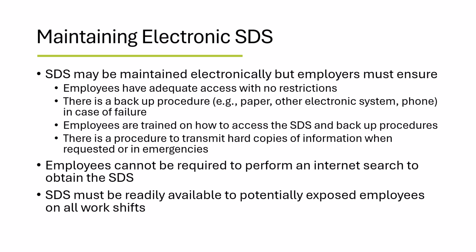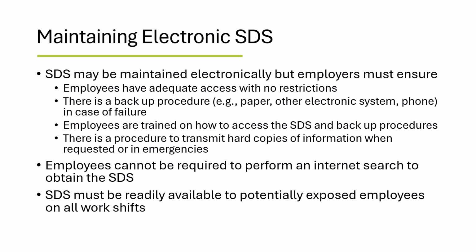If using electronic means for your SDS, there also must be a backup procedure in place to ensure access if there is a power outage, network interruption, or other issues. These backup procedures may include paper copies, a secondary electronic system, or phone access where SDS can be requested immediately. Employees must be trained on the primary and backup systems for SDS access, and there must always be a procedure for transmitting hard copies when requested or in case of emergency.